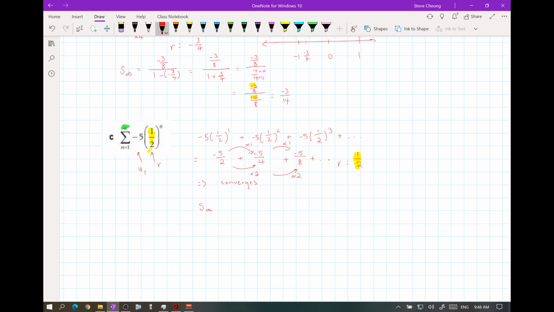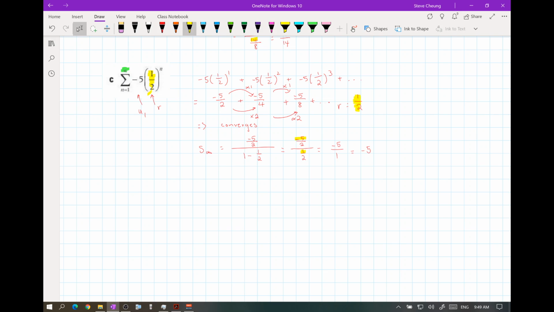Using our sum formula, we have the first term, -5/2, all over 1 minus 1/2, which is -5/2 divided by 1/2. And look here, we have the same denominator. So this will just be negative 5 over 2 over 1, which is just minus 5. How nice.